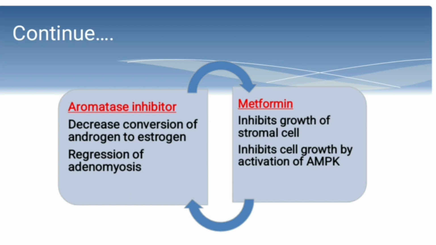And metformin inhibits growth of stromal cells, inhibits cell growth by activation of AMP protein kinase. AMP protein kinase is further used in inhibition of estrogen. The metformin inhibits growth of stromal cells. And levonorgestrel intrauterine system is better than oral contraceptive pill. It relieves dysmenorrhea and it produces amenorrhea in 6 months.